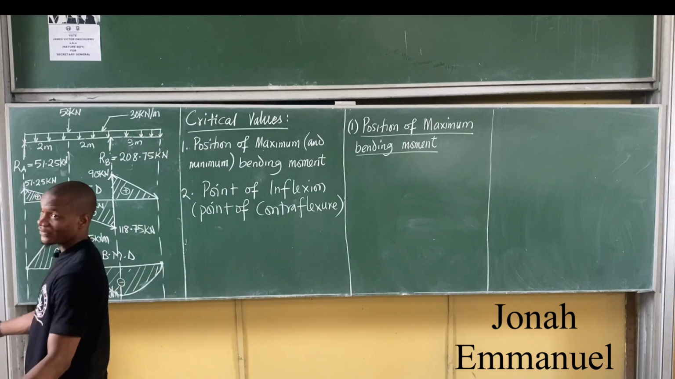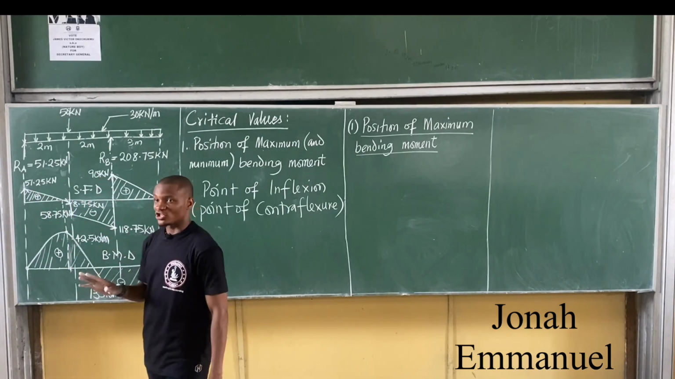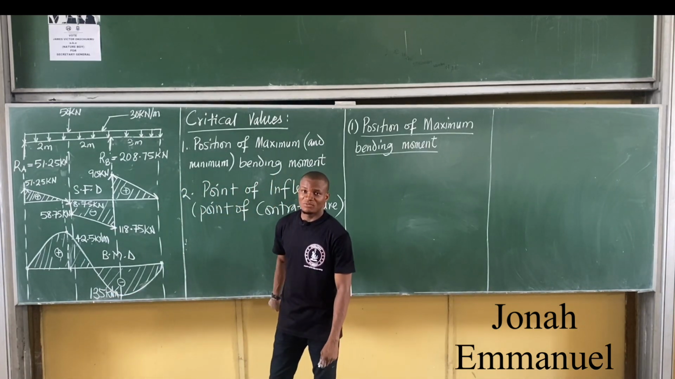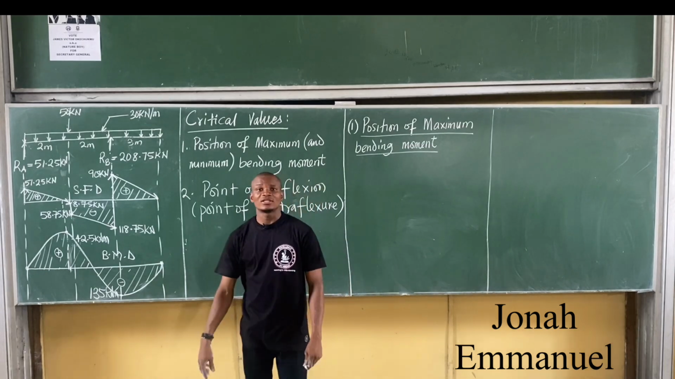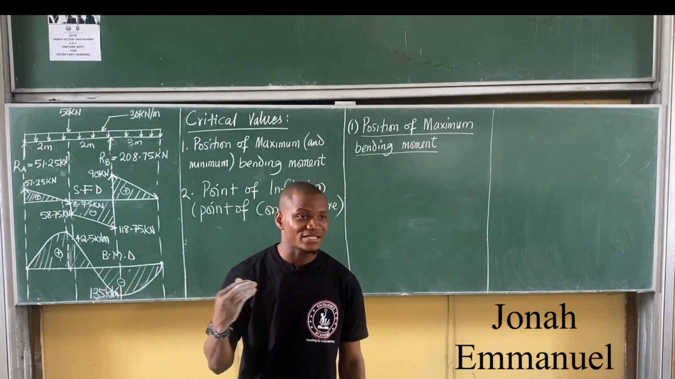But of course, if you have time, you can do minimum too. But here, we work on just maximum. So look at me. How do I get the position of maximum bending moment? You will get it using an idea from GS 3 called similar triangles. That's it.